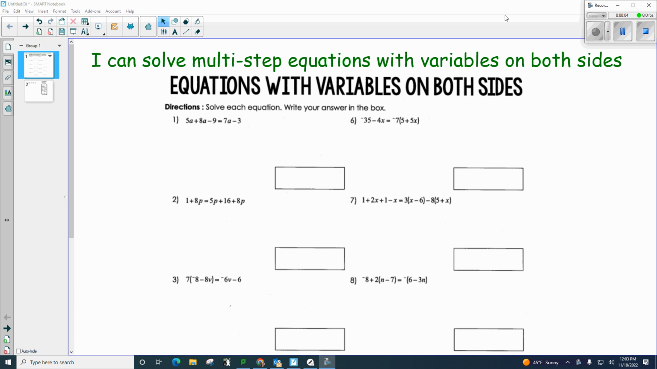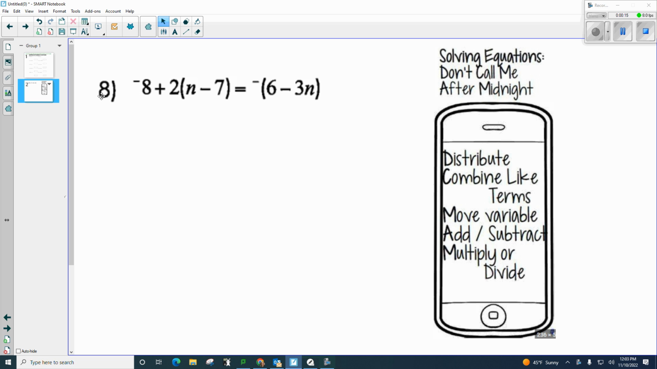Today's learning target is I can solve multi-step equations with variables on both sides. This is the worksheet that I am going to do an example for you. I chose number 8 because it would get to all of the steps over here.